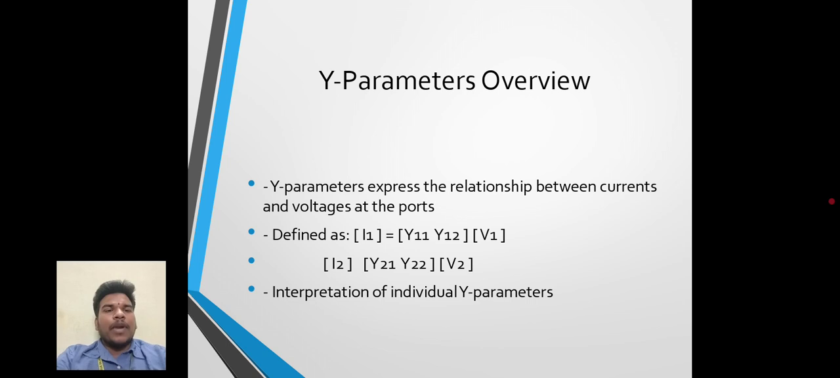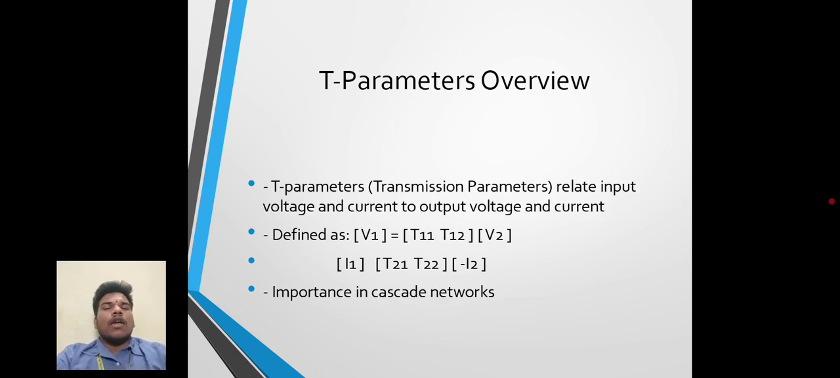Here the independent terms are V1 and V2, and the dependent terms are I1 and I2, such that the interpretation of the individual Y parameters occurs. And let us go to the T parameters overview.